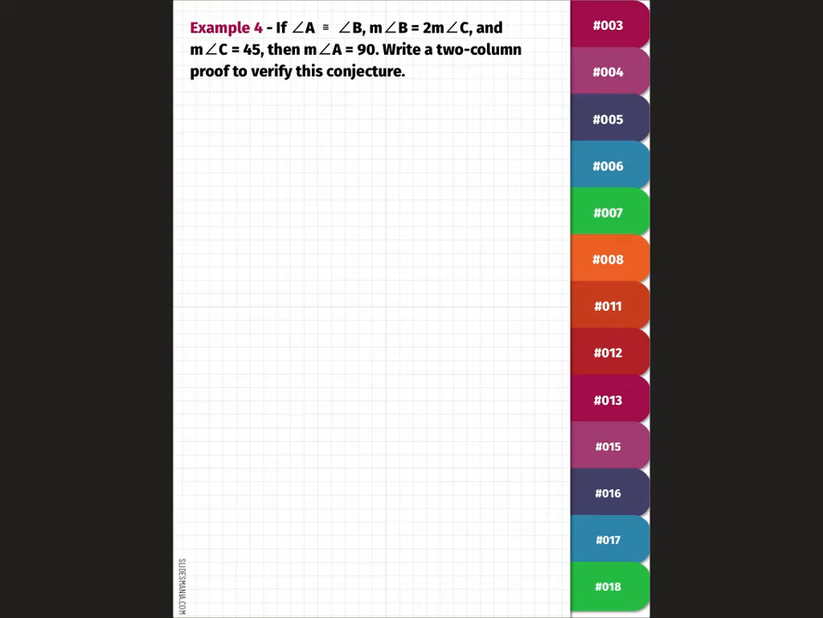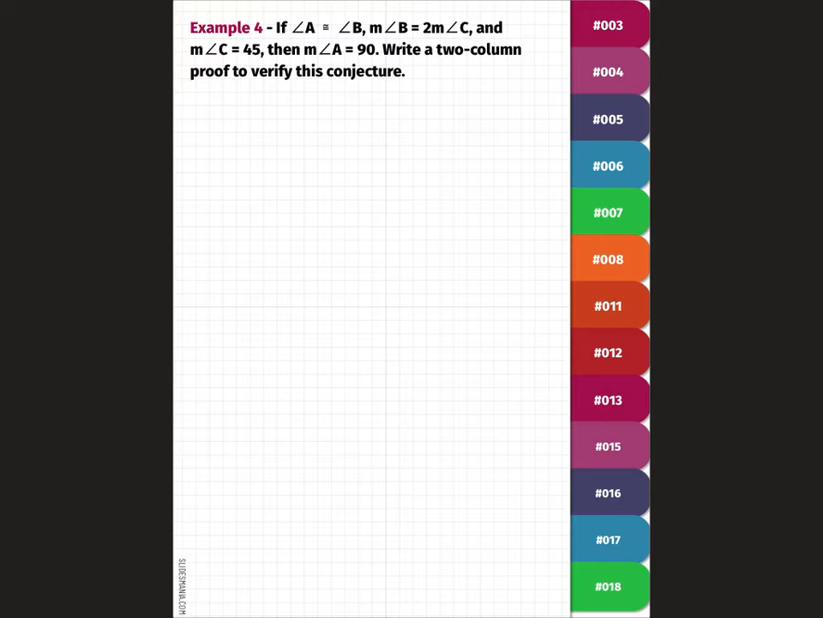Now, on this particular proof, if you wanted to try it on your own, I would have no problem with you going ahead and pausing right now. But I am going to go ahead and show it to you. This one now involves angles. Still the same concept, so you kind of have to think through the information that you have.